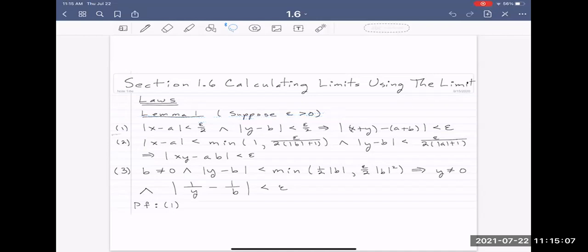Suppose epsilon is greater than 0. We have the following. |x minus a| less than epsilon over 2, and |y minus b| less than epsilon over 2 implies that |x plus y minus (a plus b)| is less than epsilon. Note that we use these facts to prove the limit of a sum is the sum of the limits, and the limit of a difference is the difference of the limits.